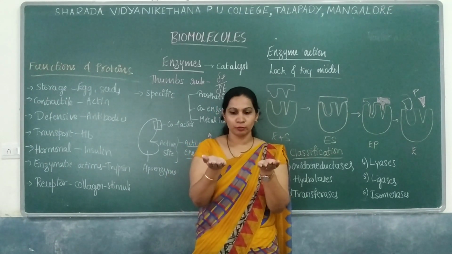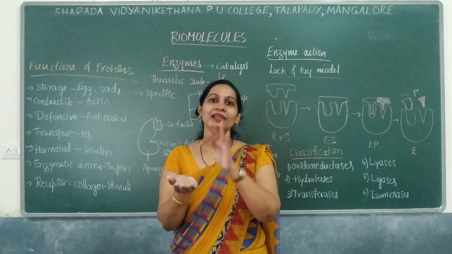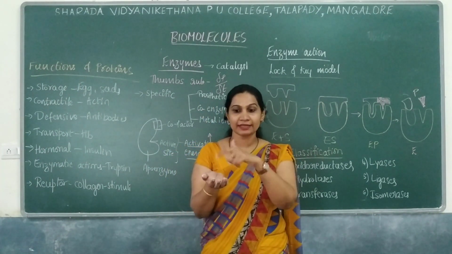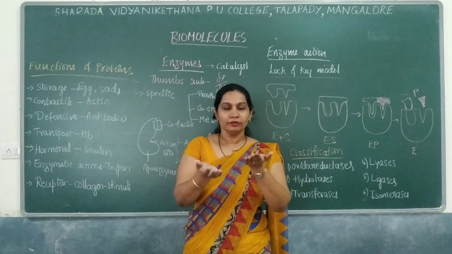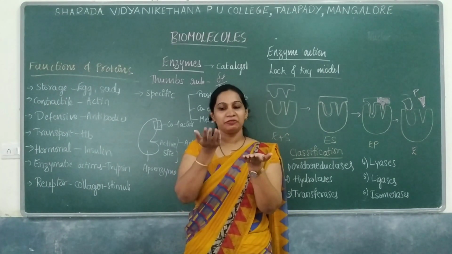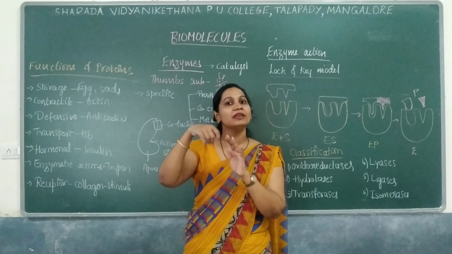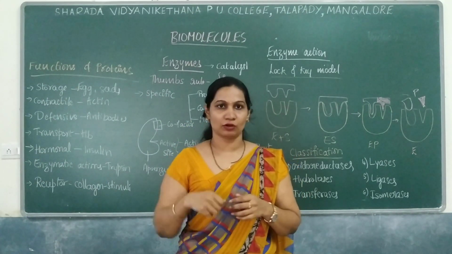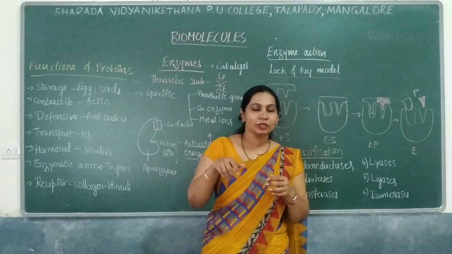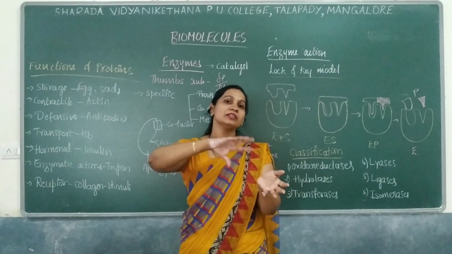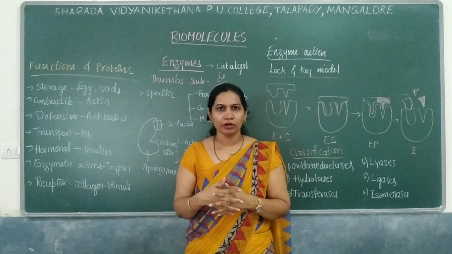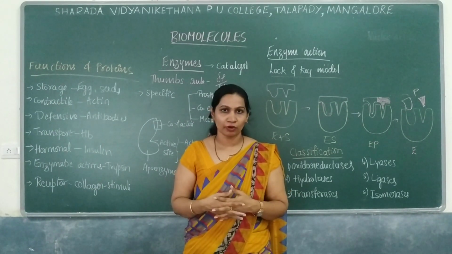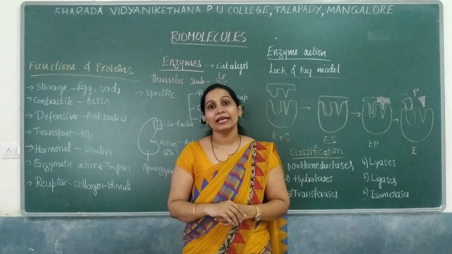Okay, so I have 2 beakers. In one beaker I will add a glass rod and stir it. Using a glass rod I will stir it. So the work will be done faster in this beaker where I have used a glass rod. After dissolving the sugar, is there any change in the rod? There will not be any change in the rod. It is acting as an enzyme.